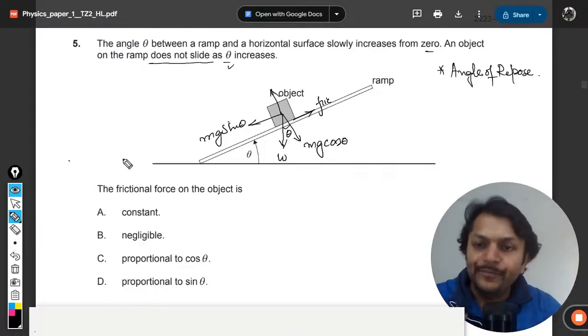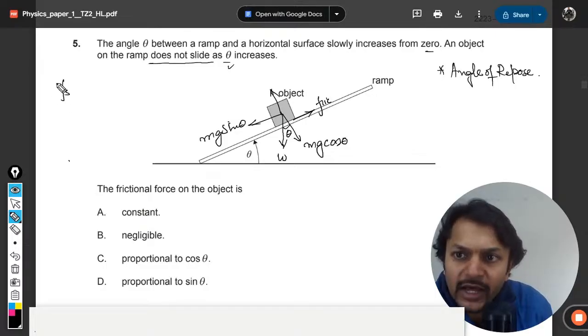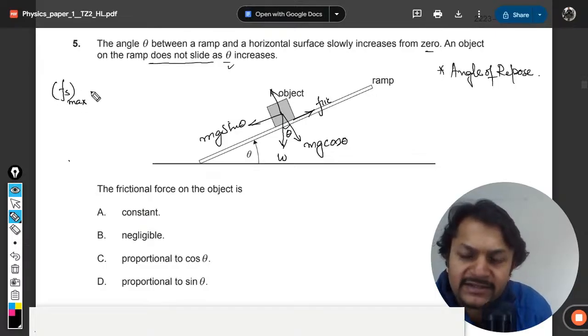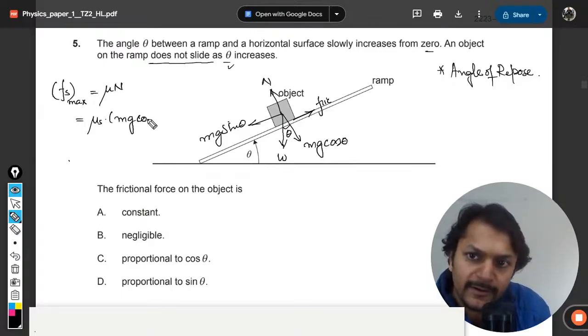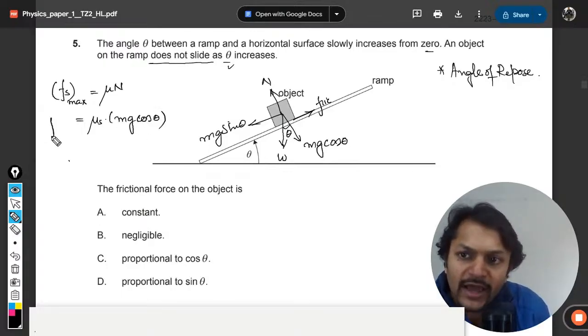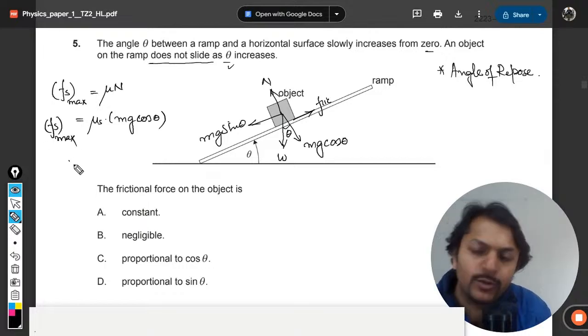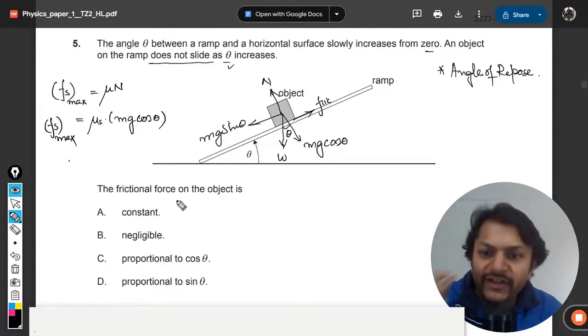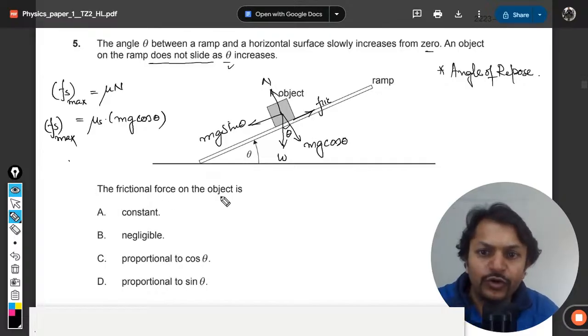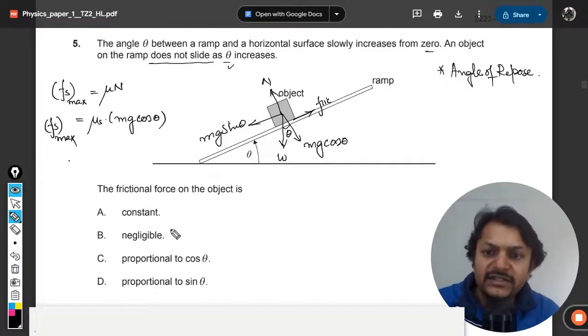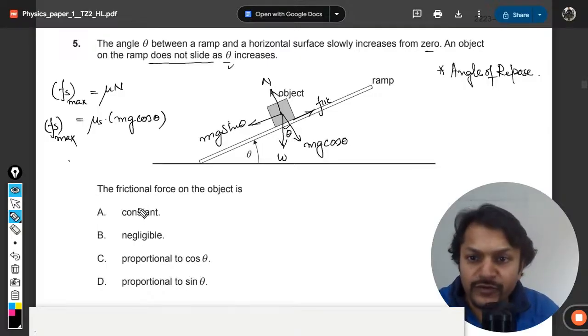Now be careful. We know a formula, Fs max, which is given by mu s times the normal reaction, where the normal reaction N is equal to mg cos theta. So Fs max is equal to this. So we can say that the frictional force of an object will not be constant, it will not be negligible, so will it be proportional to sin theta or cos theta?